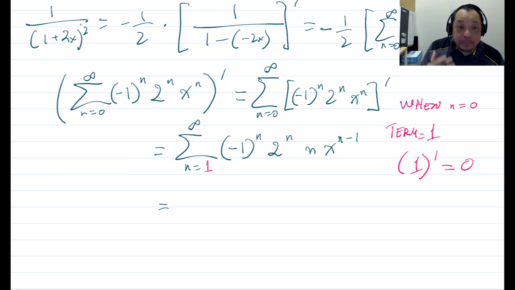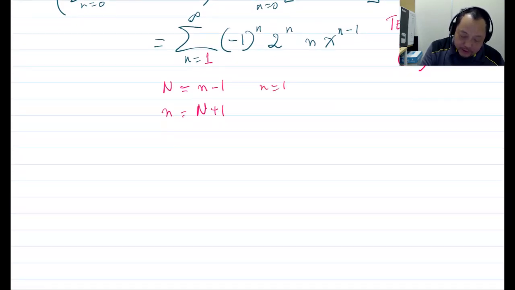Well, I'm actually done, but I'm going to go one extra step, and that is I'm going to shift the index so that my x has x to the power n. I don't like n minus 1. Once you get used to this, you can do it all in one step. I'm going to do it in 2 steps. First, I'm going to do the substitution. Capital N is equal to n minus 1. In that case, little n is capital N plus 1. And when n equals 1, capital N equals 0.